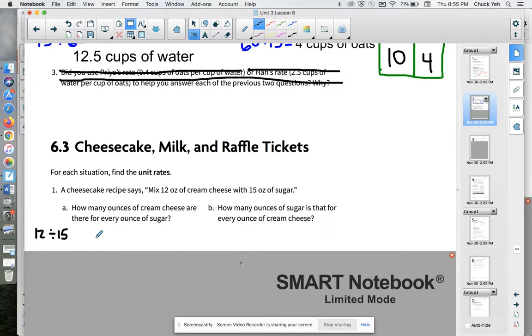I got 0.8. Again, 0.8 or 0.80, right? All right. Then how many ounces of sugar is that for every ounce of cream cheese? So sugar is 15, cream cheese is 12. So 15 divided by 12. On your calculator, 15 divided by 12 is 1.25.